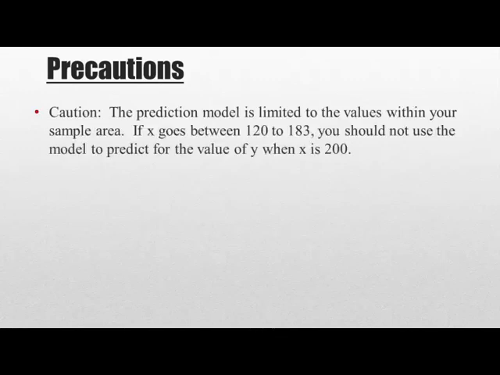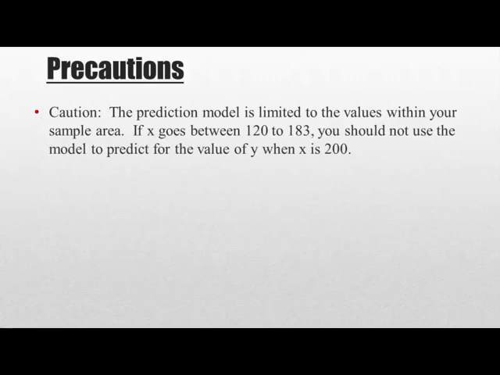Precautions. So when you do this, it's fairly important. The prediction model is limited to values within your sample area. If X in your sample goes between 120 and 183, you shouldn't use the model to predict the value of Y when X is 200 because that's outside your sample values.